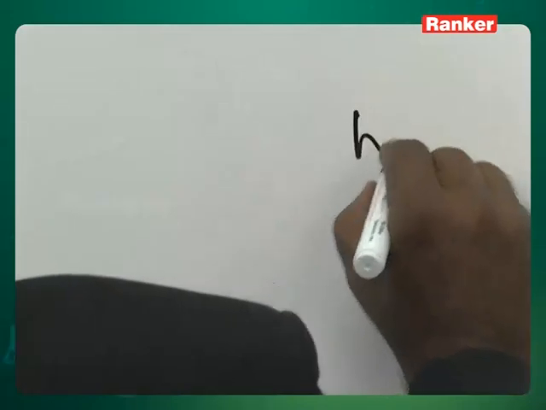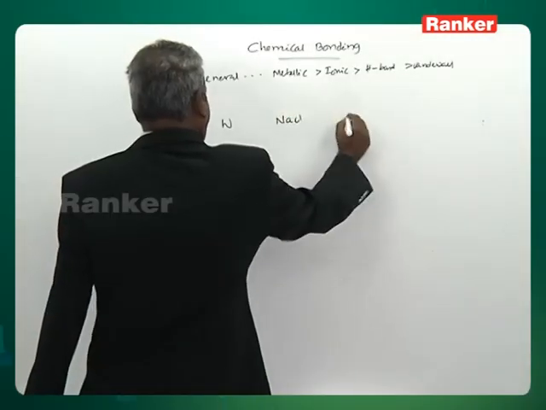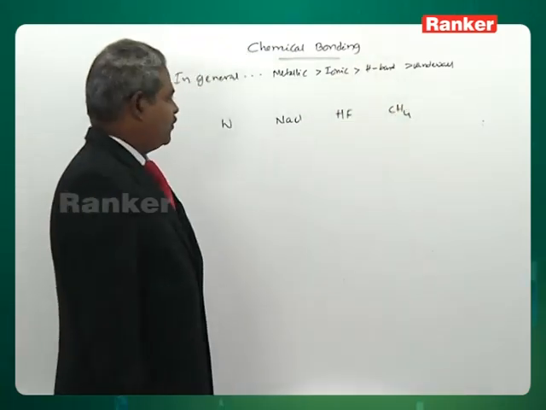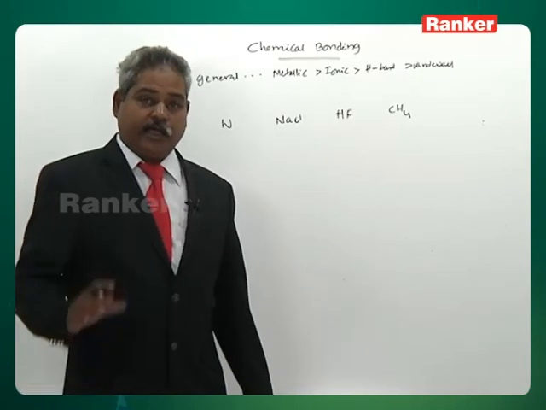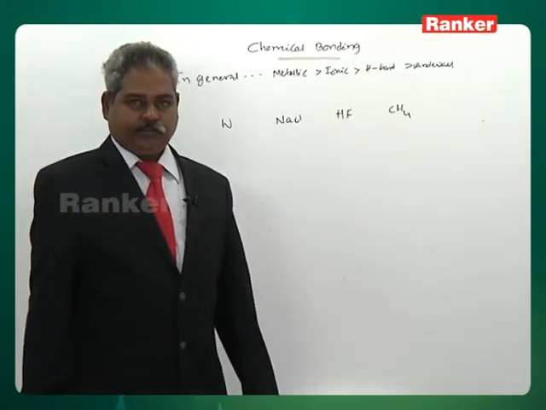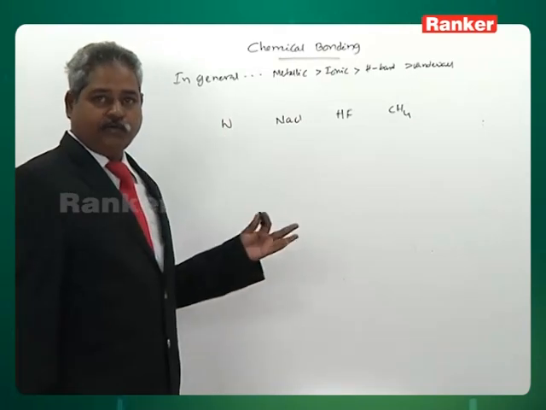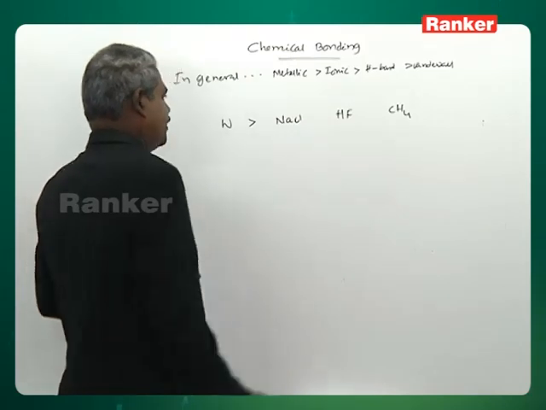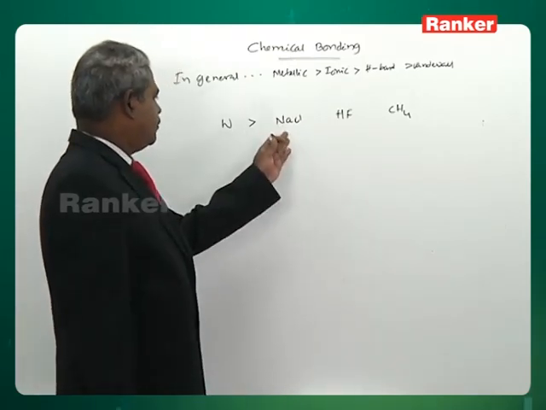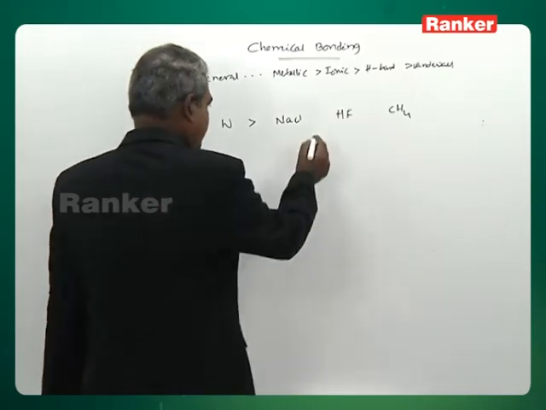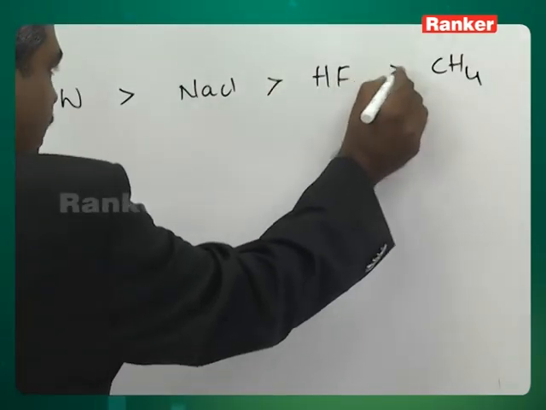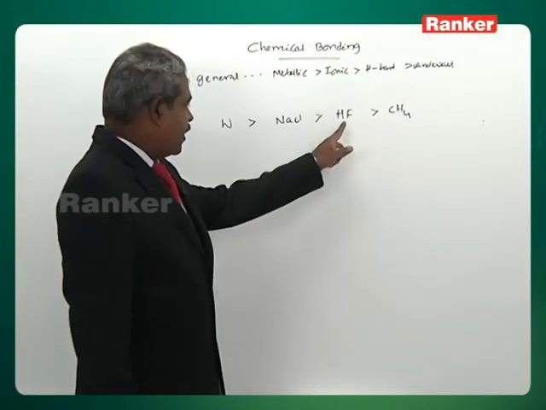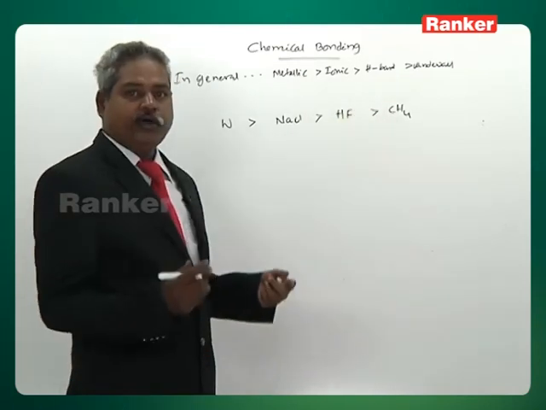Now, tungsten, NaCl, HF, methane. Which among the following is likely to have the highest boiling point? Tungsten is a metal. Therefore, in general, metals have high boiling points. NaCl is an ionic compound. Ionic compounds have high boiling points and melting points. And between HF and CH4, HF is more because in HF you have hydrogen bond, highly polar attractions, but in methane you don't have anything.